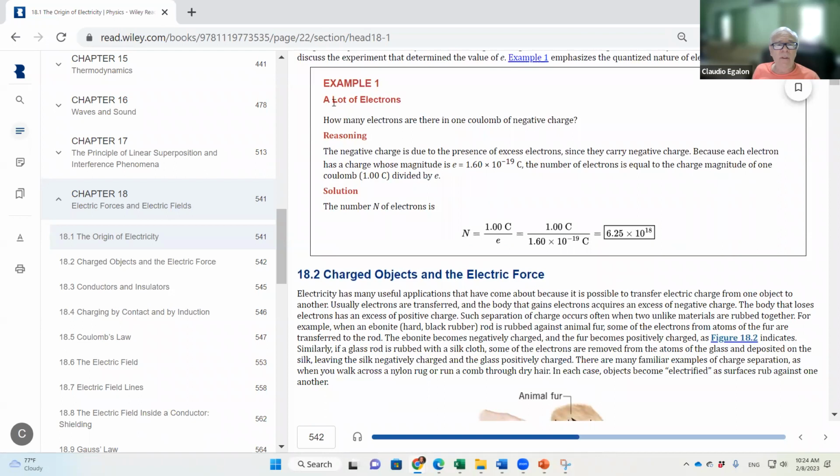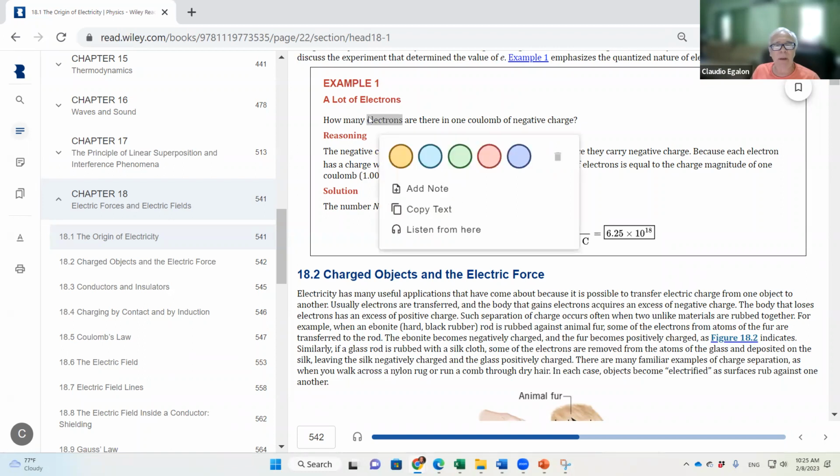If you know the net charge of a given object, you can estimate the number of electrons or protons that object has. That's what this example is all about. How many electrons are there in 1 coulomb of negative charge? Suppose you have an object that's charged at minus 1 coulomb. How many excess electrons? The best way to ask this question is not how many electrons are there, but how many excess electrons are there in 1 coulomb? That would be the correct way of asking this question.